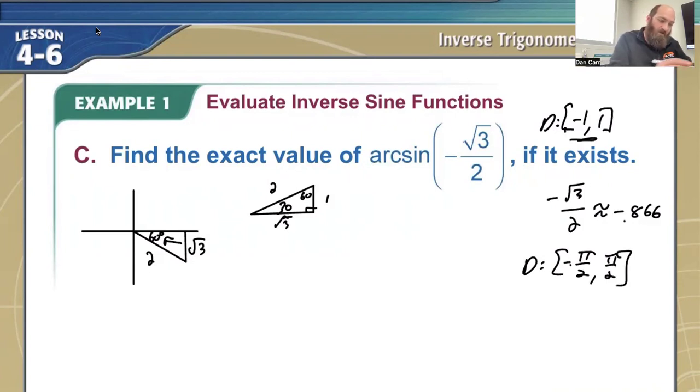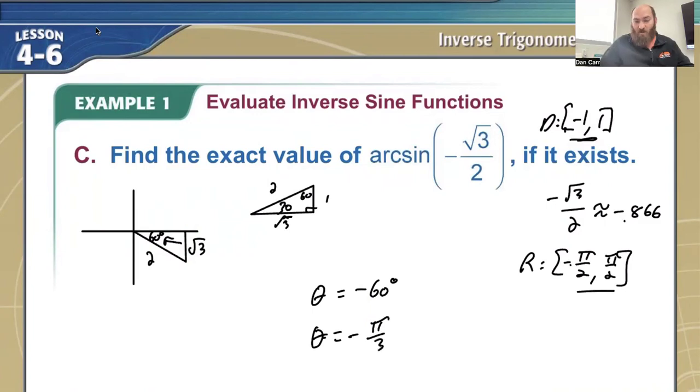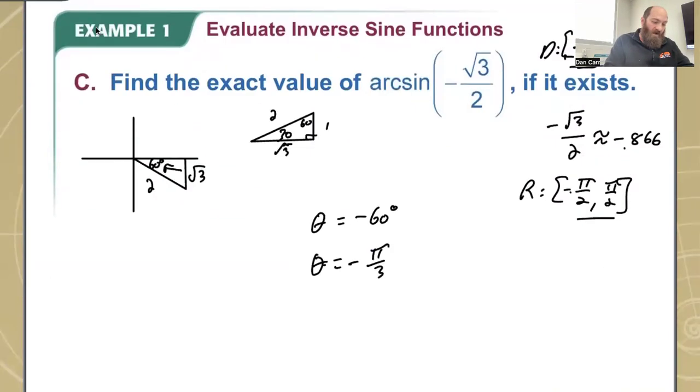That's, or not domain, sorry. That's going to be range. The range of my inverse is negative pi over 2 to pi over 2. I am not going to describe this angle as going all the way around and seeing what position it's in here. I'm going to go from here to here in the negative direction. So technically, my theta here is equal to negative 60 degrees. Or, if I deal with radians, it's going to be negative pi over 3. That negative pi over 3 is in the range of negative pi over 2 to pi over 2. Okay? So, that's our sines.